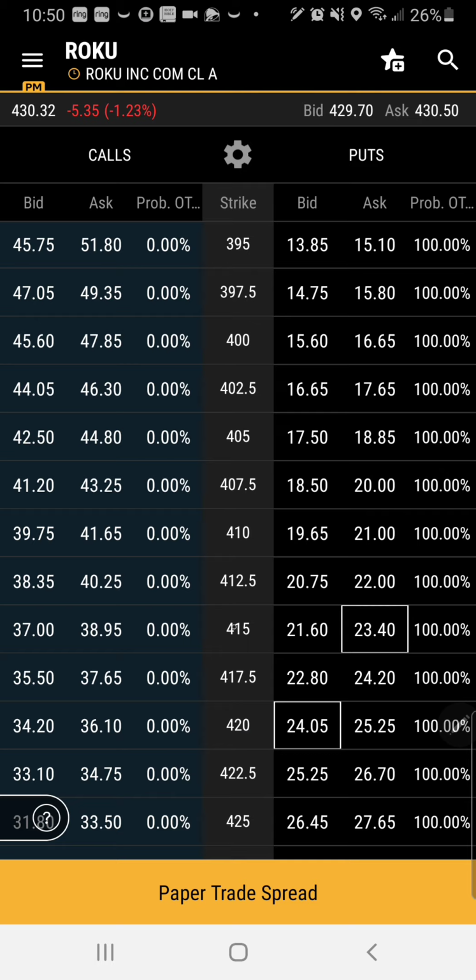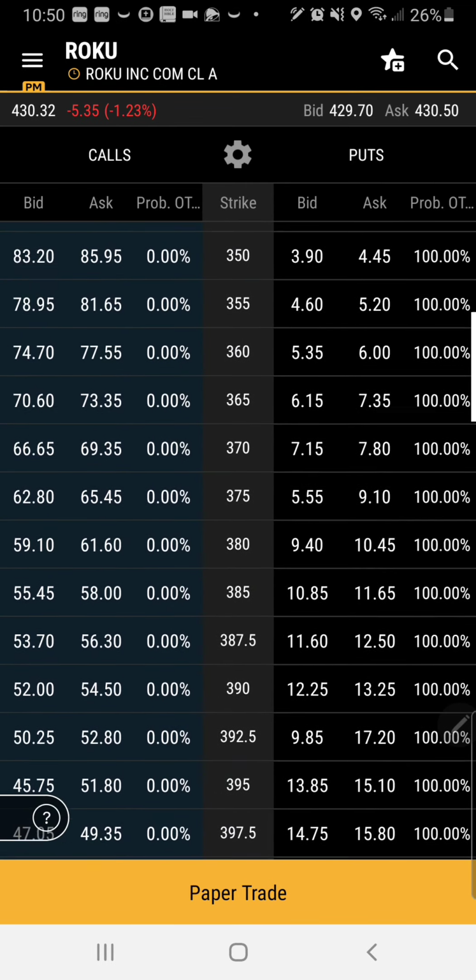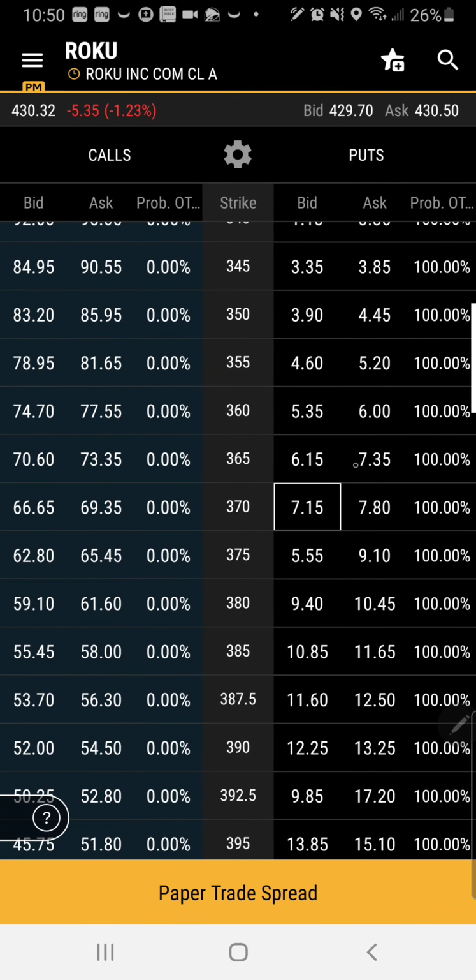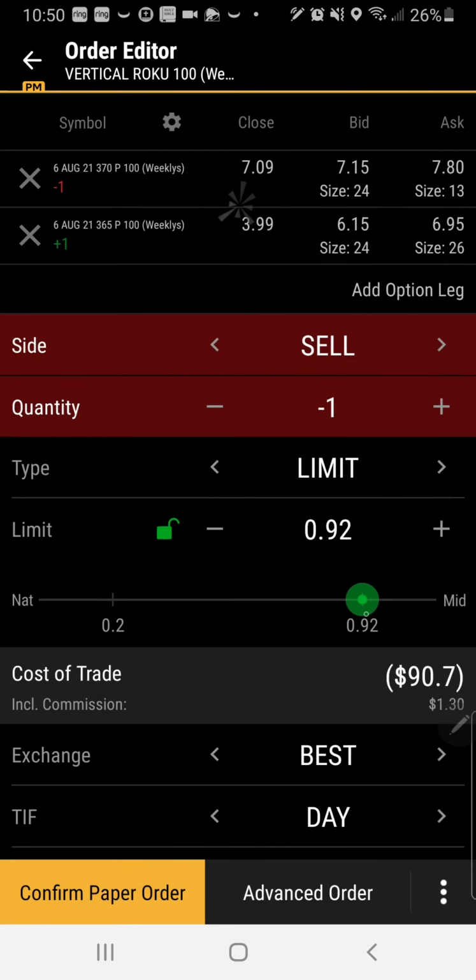This is what's called a $5 wide spread because the strikes are $5 away from one another. But let's go much further away from the money, and let's do the same exact thing. $5, 370, 365. We're only collecting $92.